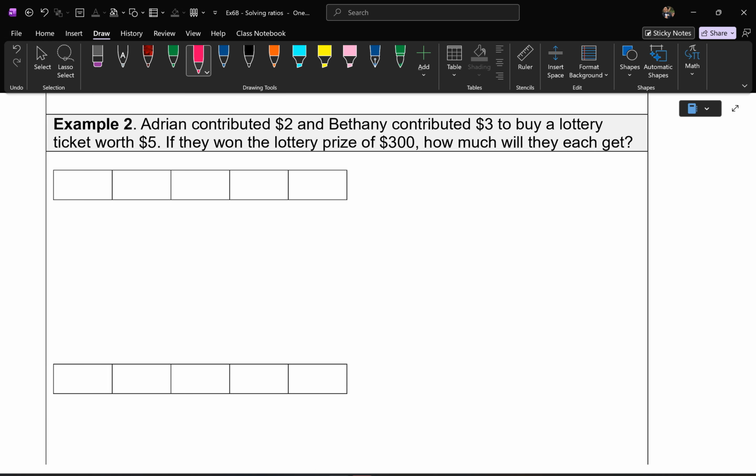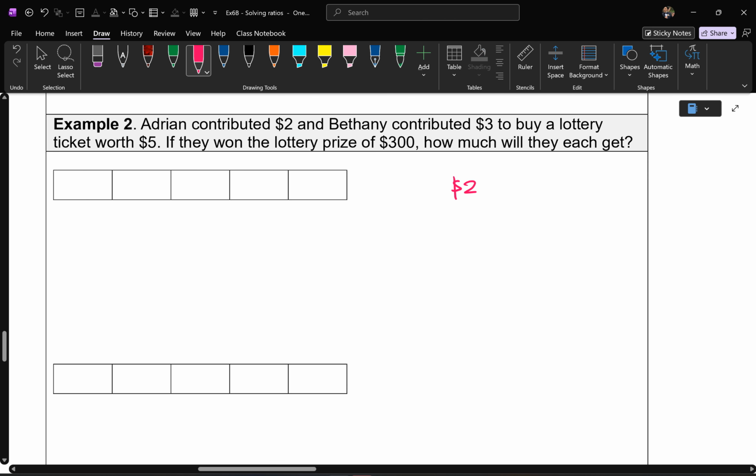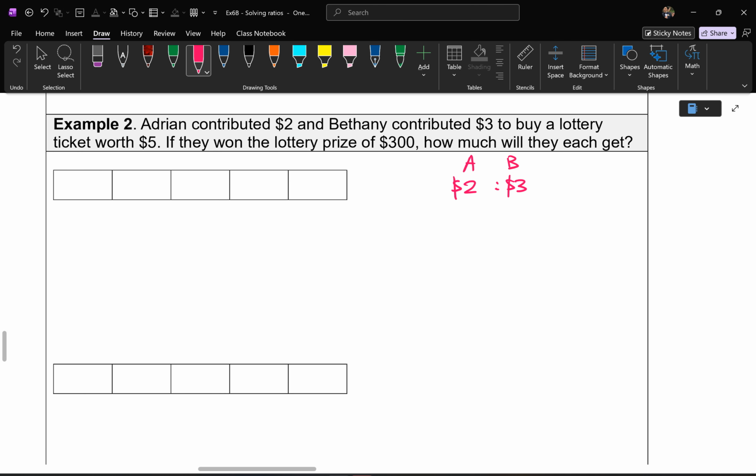So here we go. Let's look at example 2, and that's it for today's lesson, yeah? Adrian contributed, say, $2, and Bethany contributed $3. So A and B. To buy a ticket, there was $5. So this is $5 for a ticket. And it just so happens that this ticket, they won a lottery prize of $300.